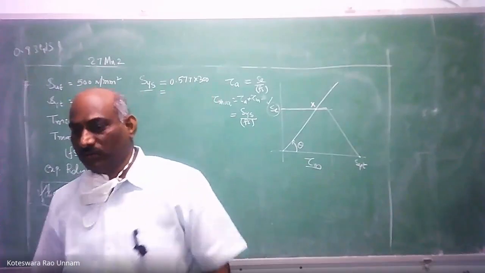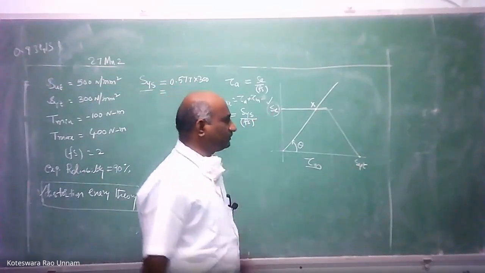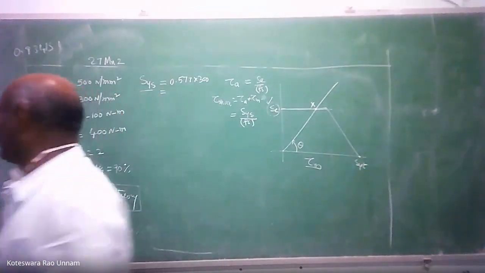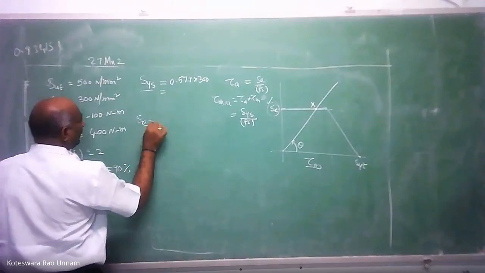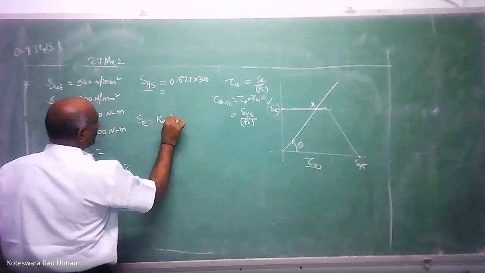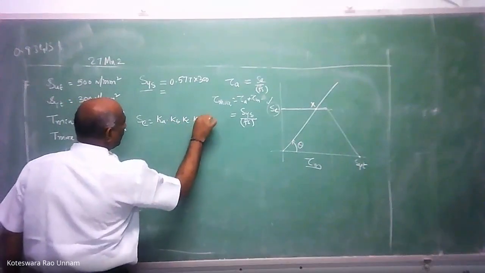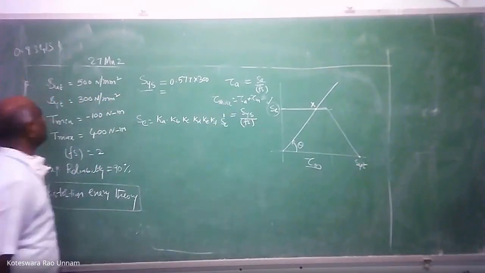Now to proceed further, first you need to estimate what SE is. For that we have a standard formula for SE. What is the formula for SE? SE is equal to Ka, Kb, Kc, Kd, Ke, Kf into Se dash.